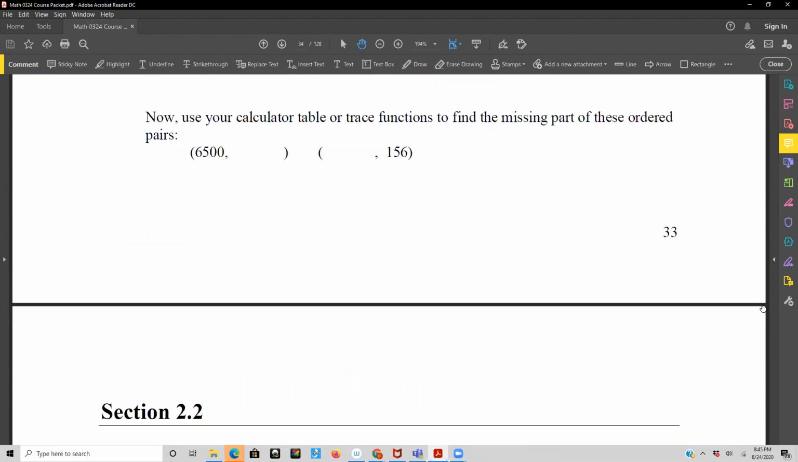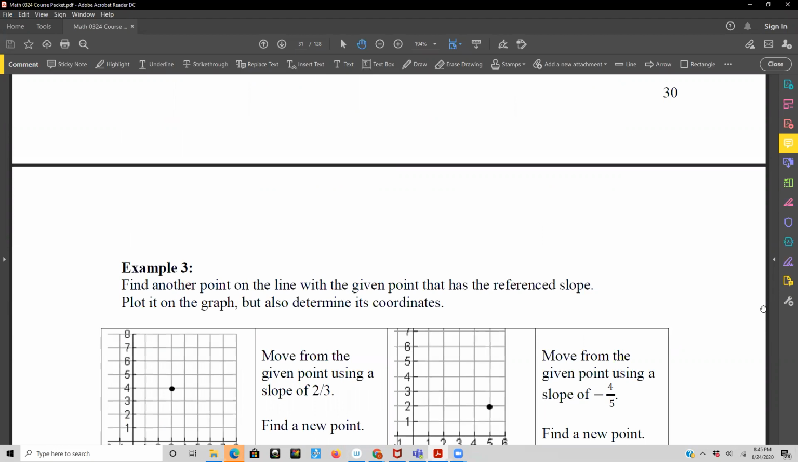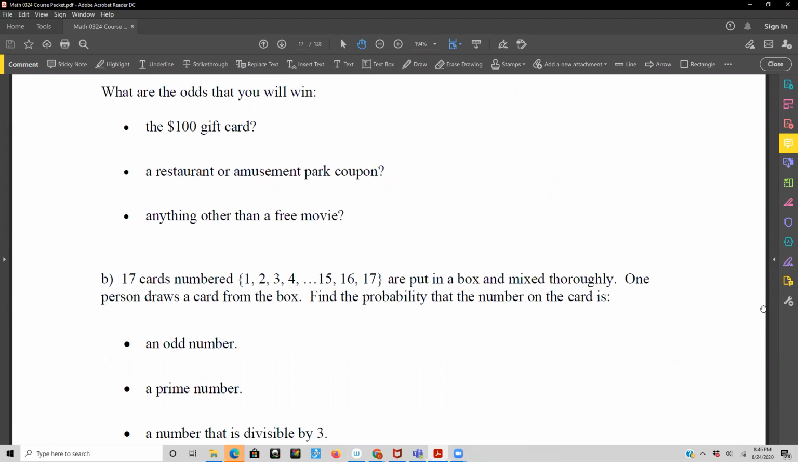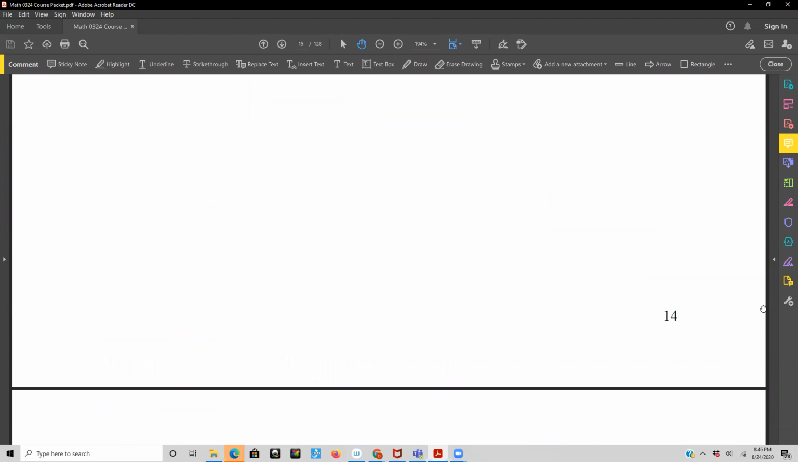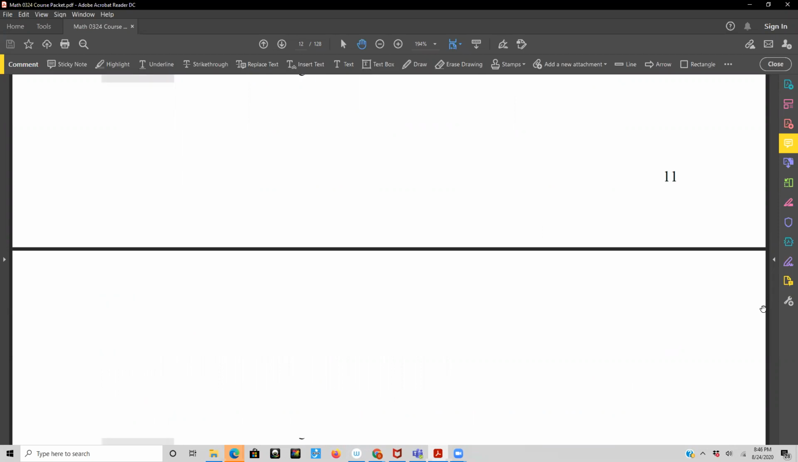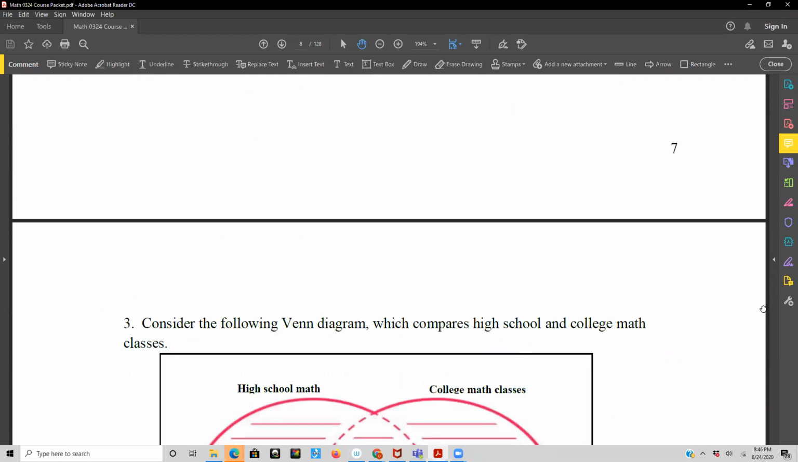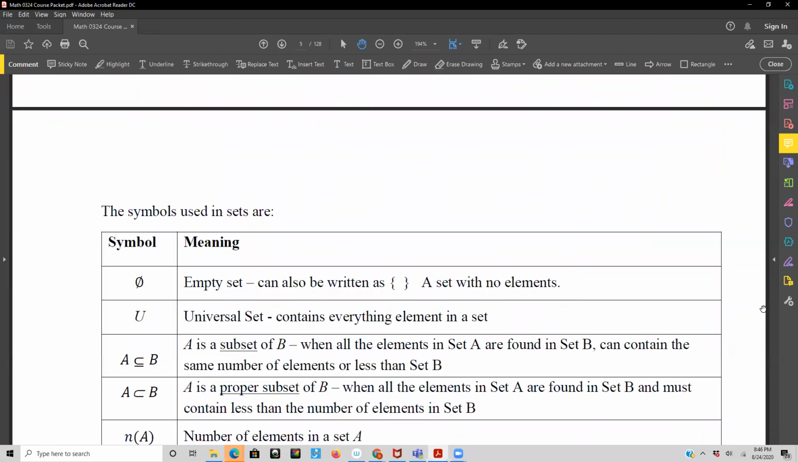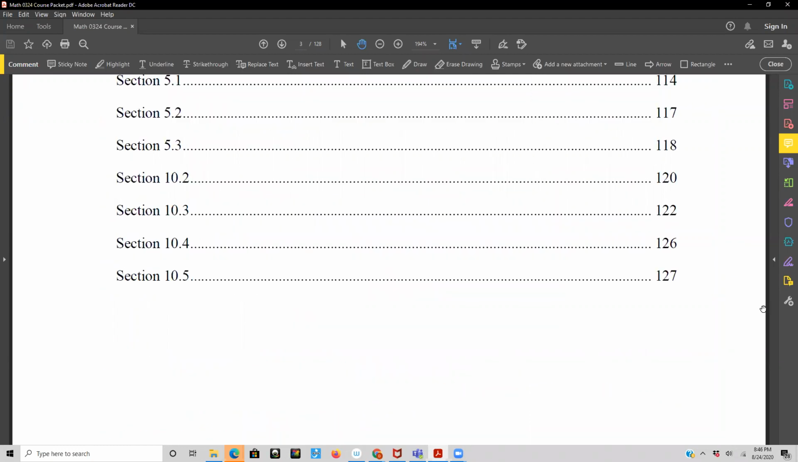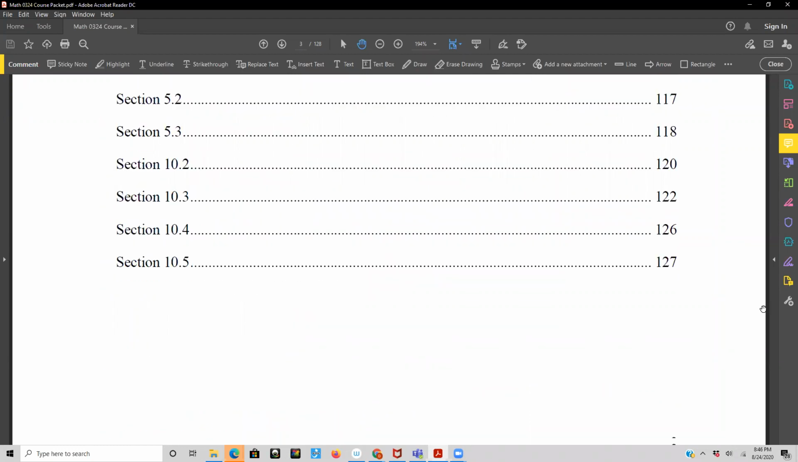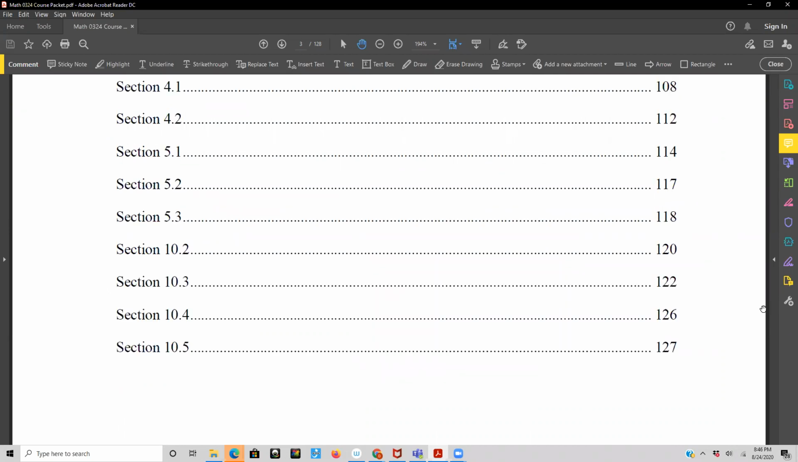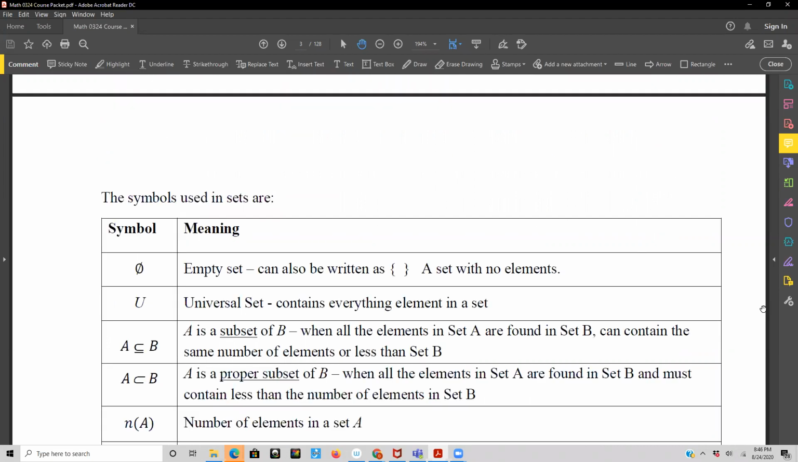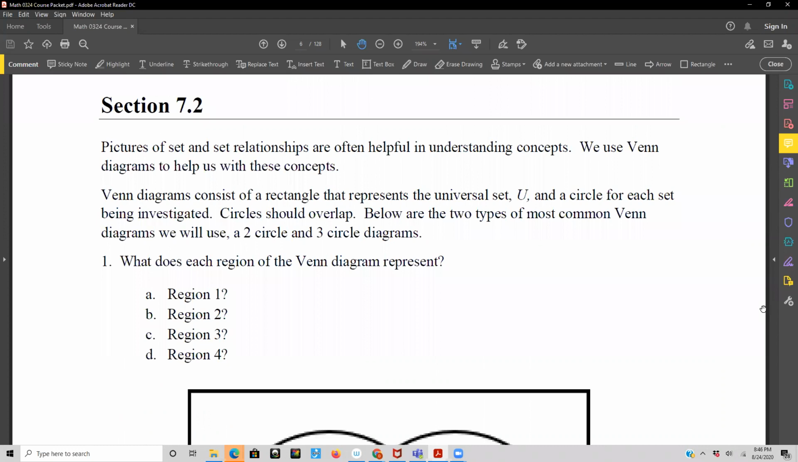Sorry, until I find a faster way to do this, I'm scrolling. All right, so it looks like I went too far. Or did I? Yeah, 3, 4, 5, 6.